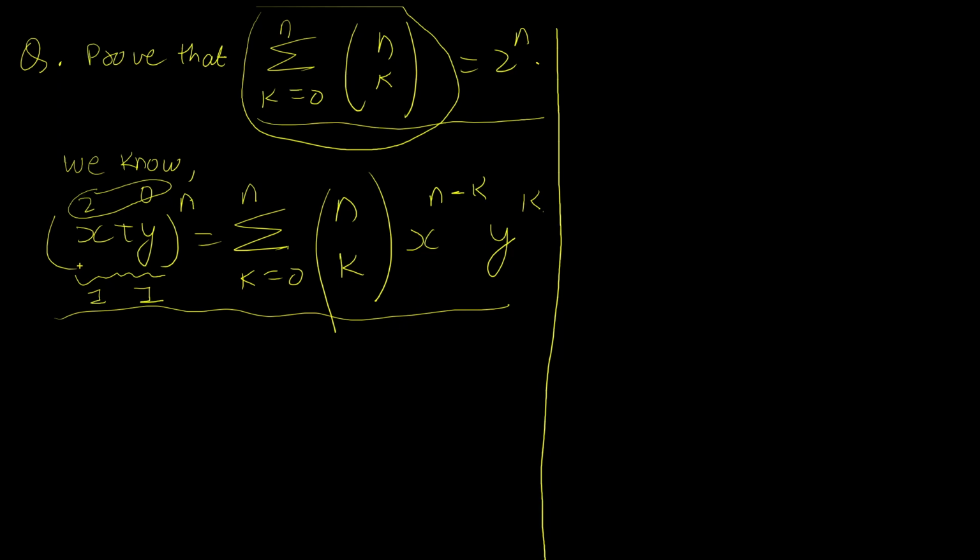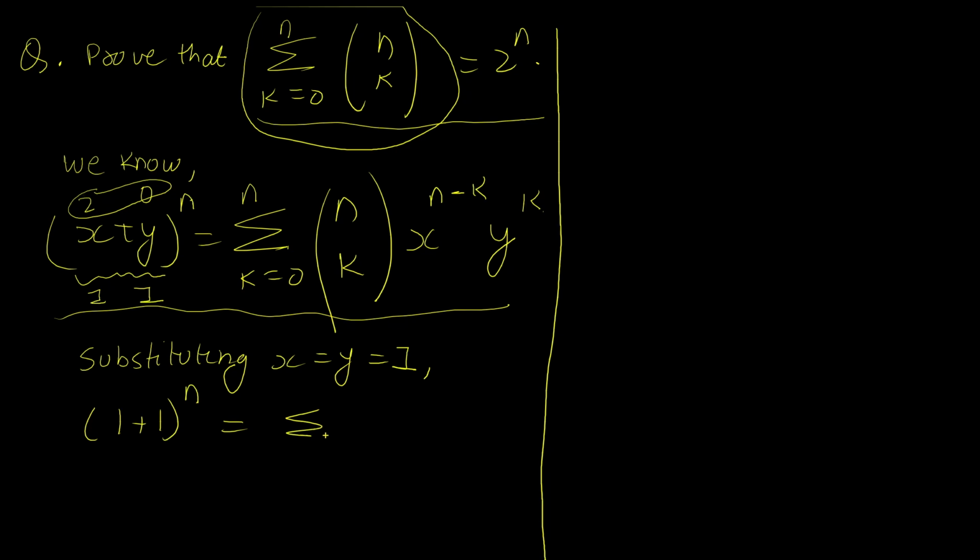And it also works for my left hand side. 1 plus 1 will just give me 2. So substituting x equals y equals 1, we can simply say that (1 plus 1) raised to the power n will be equal to the sum of k equals 0 to n. The combination n choose k doesn't change. And what happens here? I have 1 raised to the power n minus k, and then 1 raised to the power k. Both of these things are just 1. And what follows from this is my result.